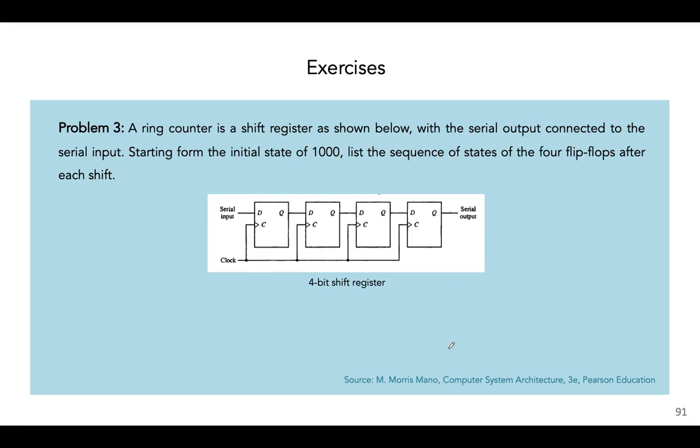Problem 3. A ring counter is a shift register as shown below, with the serial output connected to the serial input. So this is a 4-bit shift register, which they're saying is going to be used as a ring counter by connecting the output back to the input. Starting from the initial state of 1000, list the sequence of states of the 4 flip-flops after each shift. So basically you have to write down what states this counter based on this register is going to go through starting from the initial state of 1000.